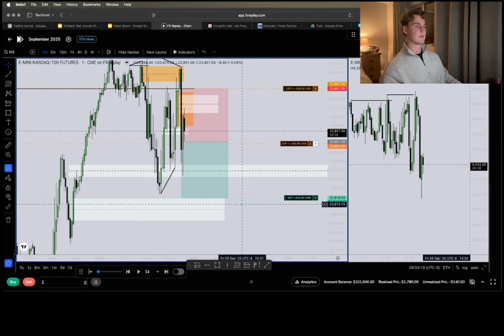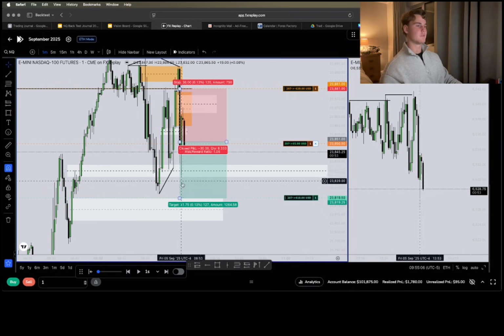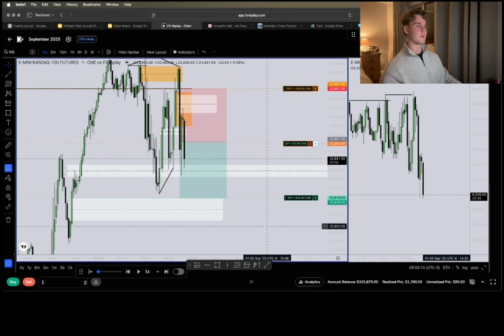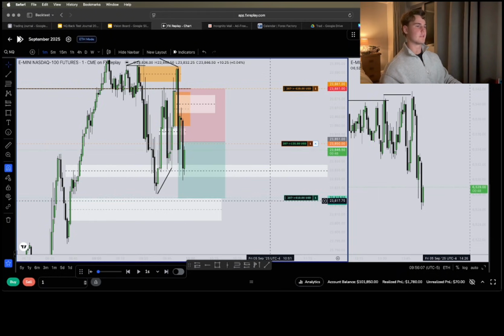Okay, so do you see rebalance into the SIBI there? Now I want to see displacement lower. Okay, boom, there's the displacement lower. Now, if we do see a closure below this wick low, I'm going to go break even. Give me a closure. No closure just yet, so I'm not going to go break even because we could easily rebalance into my break even point.